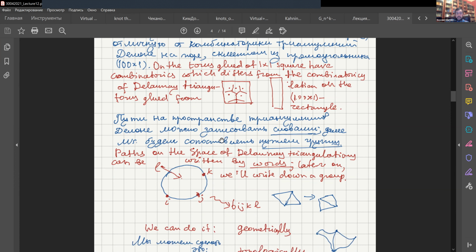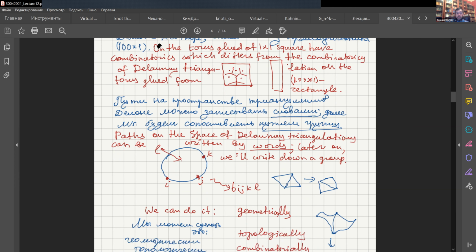Now on the space of triangulations, we want to consider some generic paths, and we want to describe them by words.